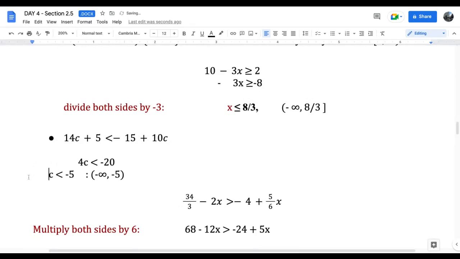Then what do we do? We divide by 4 on both sides. 4 is positive, so we don't have to switch the sign. Negative 20 divided by 4 is negative 5. And we use interval notation. That's negative infinity up to negative 5, but not including negative 5 because we don't have an equal sign. We just have less than. So we use a close parenthesis. So that's the solution.